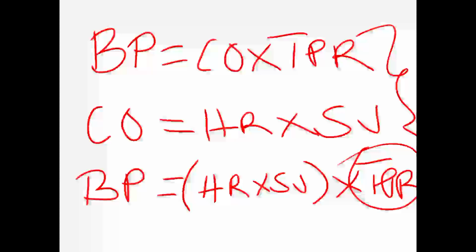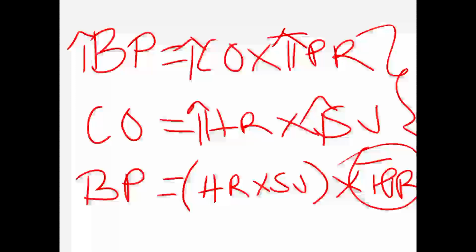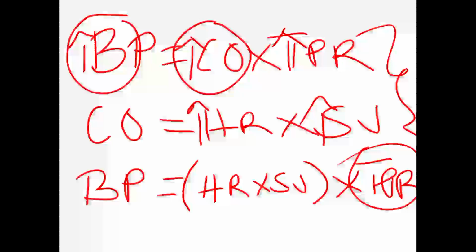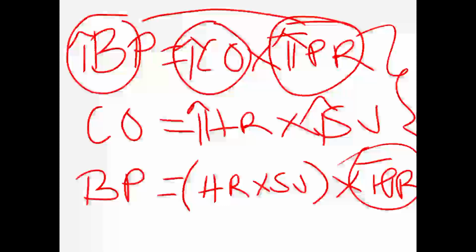In mathematics we have direct proportionality, so we can say BP is directly proportional to the cardiac output and the total peripheral resistance, and it is also directly proportional to the heart rate and the stroke volume. So what does this say? When you increase the cardiac output, the BP increases as well. Or when you increase the total peripheral resistance, the BP in turn increases. So we need to understand these parameters that are affecting our blood pressure.